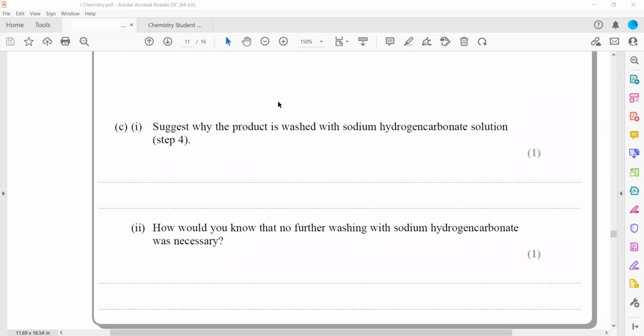The next part suggests why the product is washed with sodium hydrogen carbonate in step 4. So what is the reason for washing any substance with sodium hydrogen carbonate solution? It is to neutralize the acid or to remove acid. So the purpose is to neutralize or to remove acid.